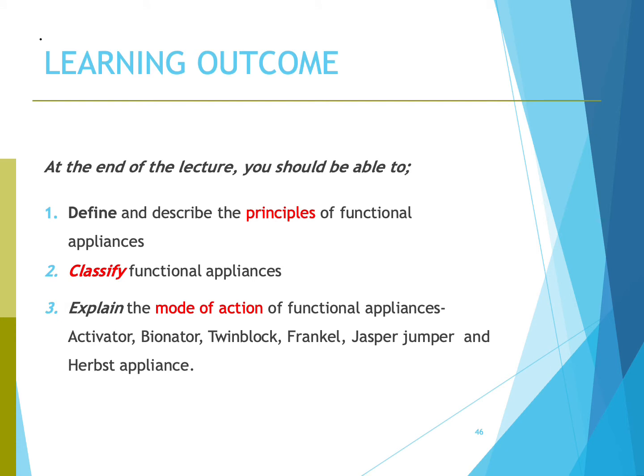By the end of the lecture, you should be able to define and describe the principle of functional appliances. You should be able to classify functional appliances, and you should be able to explain the mode of action of functional appliances such as the activator, Bionator, Twin Block, Frankel, Jasper jumper, and Herbst appliances. So in part 1, you were already explained how to define and describe the principle of functional appliances and how to classify them. In this part 2 lecture, we will focus more on the mode of action of functional appliances.